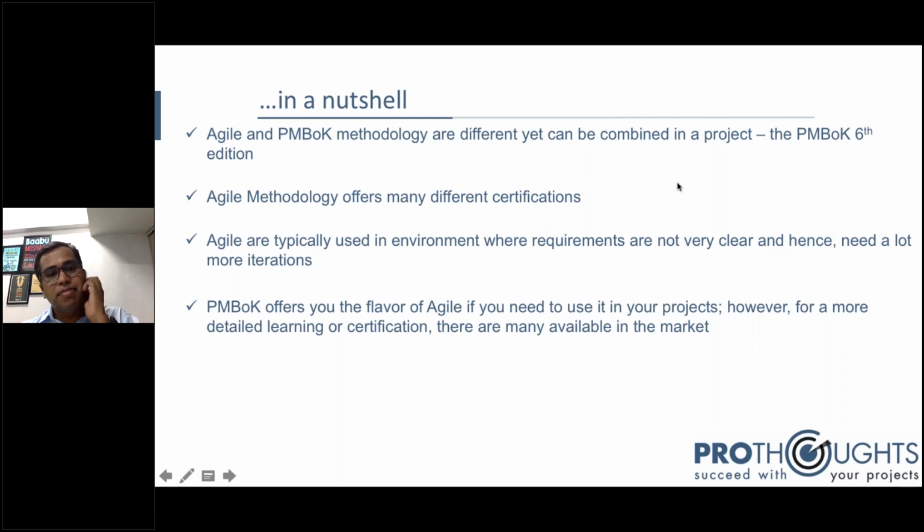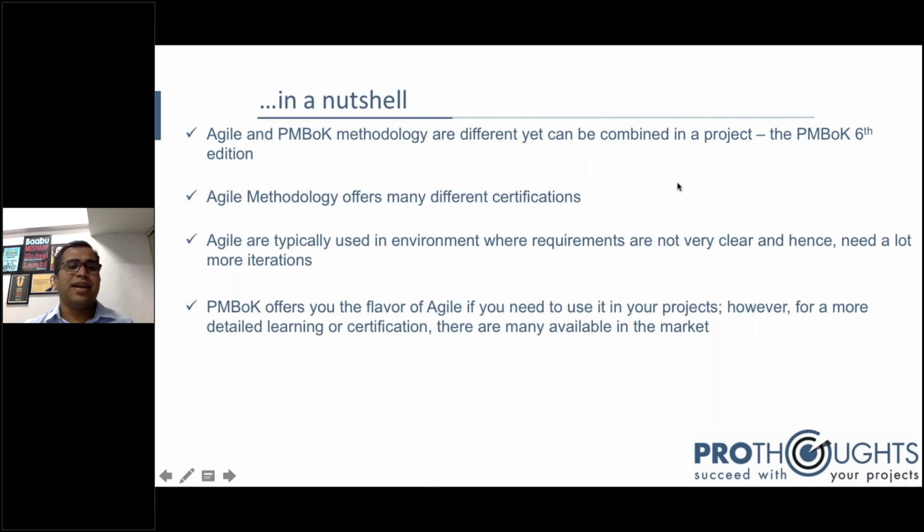Agile methodology offers many different certifications. There are different bodies which offer different certifications. So you need to choose what suits you, your industry, your company, and where you're located. Typically Agile was started where requirements are not clear and therefore needed a lot more iterations. When you're designing, developing, or constructing a product, you are not very clear. That's where in software development, Agile is typically more used than in other environments.